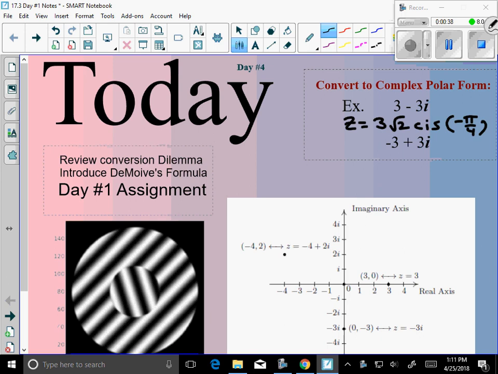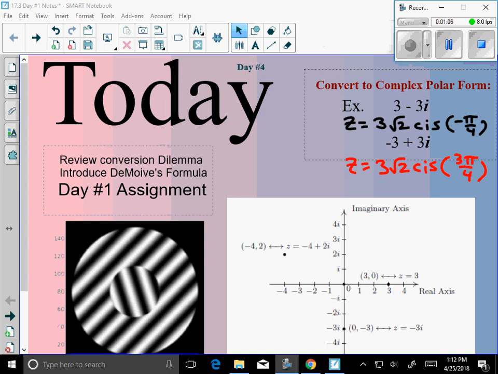Okay? Okay, is there any difference between the first one and the second one? Yes, but no difference with regards to the modulus. It'll still be 3 root 2, but now what will the angle be? There we go. 3 pi over 4.